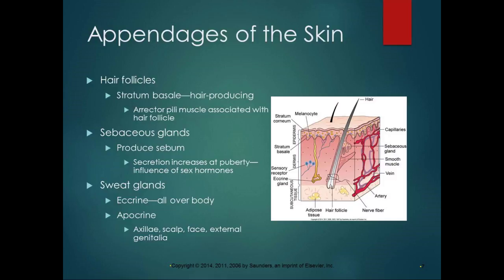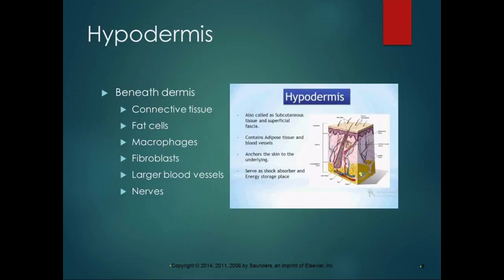So underneath the dermis is the subcutaneous tissue, or the hypodermis. And the hypodermis consists of connective tissues, fat cells, macrophages, we know the importance of those guys, fibroblasts for shooting out collagen, and our larger blood vessels. So the smaller ones are in the dermis, and the larger ones are in the hypodermis, and nerves. Got to have nerves. And the base of a lot of the appendages, like the hair follicles, is in the hypodermis, or the subcutaneous tissue.